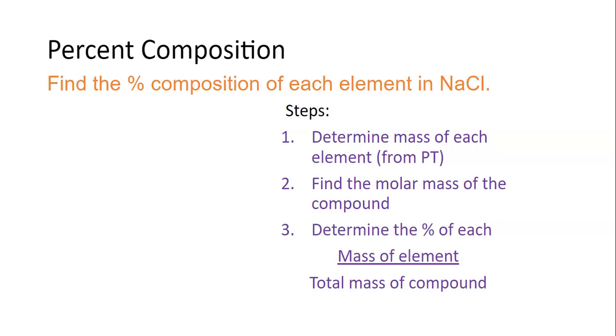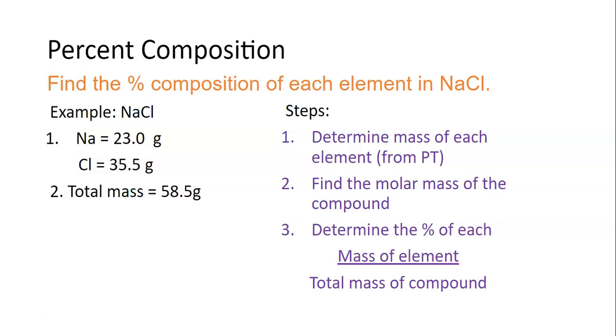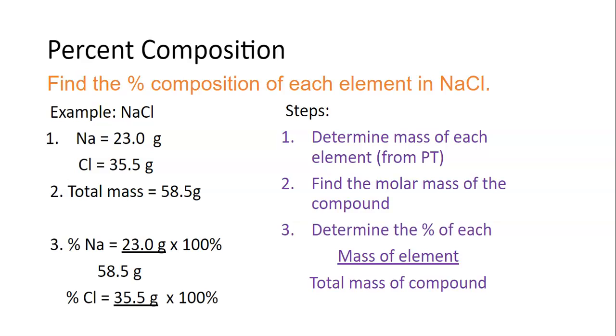So we need the mass of the whole compound. Again, I'm using sodium chloride. Sodium is 23.0, chlorine is 35.5, and my total mass is 58.5. To solve for sodium, I'm going to take 23.0 grams, divide it by 58.5, and multiply that by 100. You can write a percent sign or not. So 23.0 divided by 58.5 gives me 39.3%.